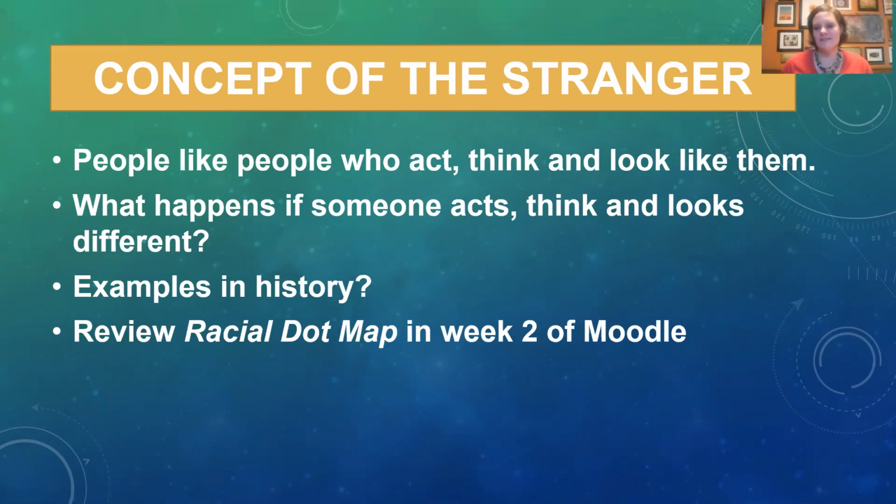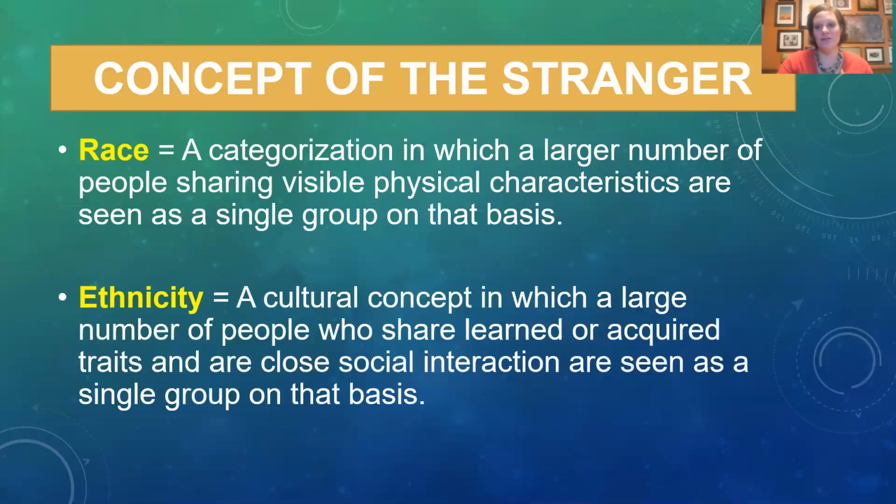There are lots of examples in history, but I also want you to think about your neighborhood. Think about where you grew up. Think about where you are now. When you think about the concept of the stranger, do you see anything, who is around you? I would highly recommend each of you review the racial dot map in week 2 of Moodle. I found it very interesting, and I hope that you will explore it too.